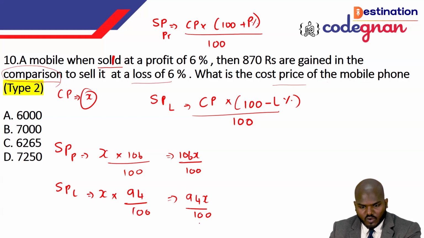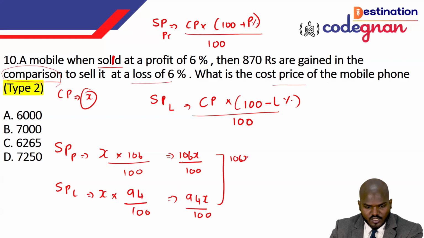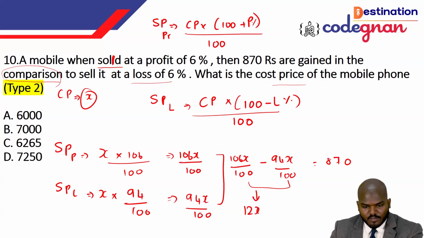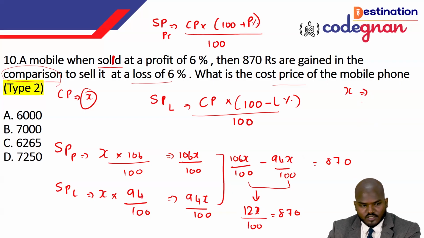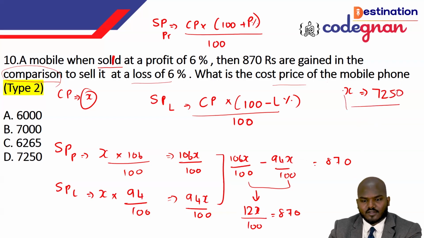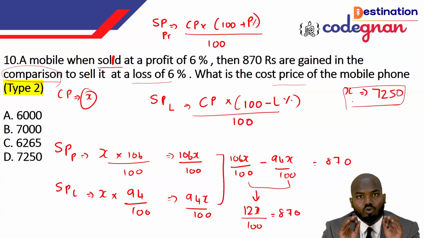If you compare like this, 106x by 100 minus 94x by 100 is equal to 870 rupees. If you manipulate this, it gives 12x by 100 is equal to 870. So X is equal to 870 times 100 by 12. With cross multiplication, guys, you will get 7250 as the answer.